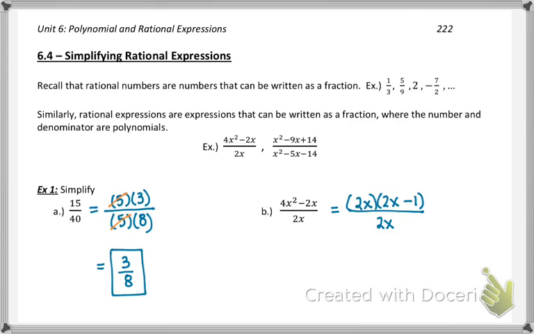Okay, so what can I cancel out? Well, I have a 2x in the numerator and a 2x in the denominator. I can divide them out. They divide out to 1, so I'm going to cross them out. And my final simplified expression is just 2x minus 1. And that's it.